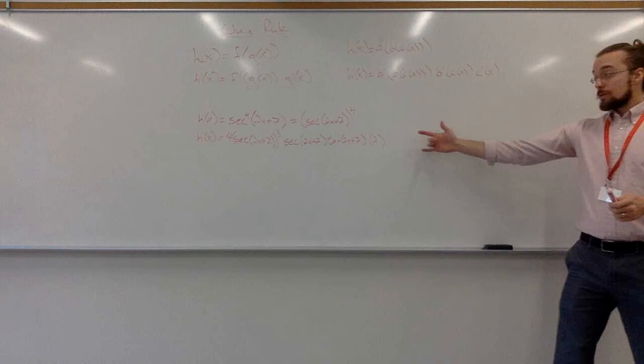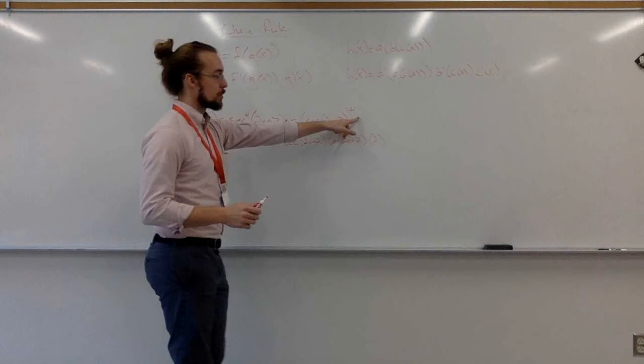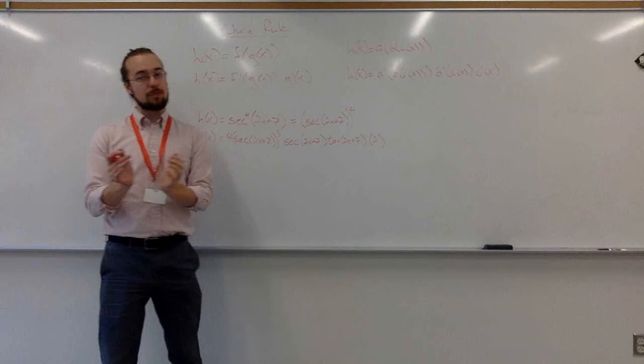Alright, so my first layer was the 4th power. So I brought the 4 down, subtracted 1 from the exponent. Then times the derivative of the next layer, so the derivative of secant is secant tangent. So secant of 2x plus 7 times tangent of 2x plus 7. And then my third layer here was the 2x plus 7. So the derivative of 2x plus 7 is just 2.